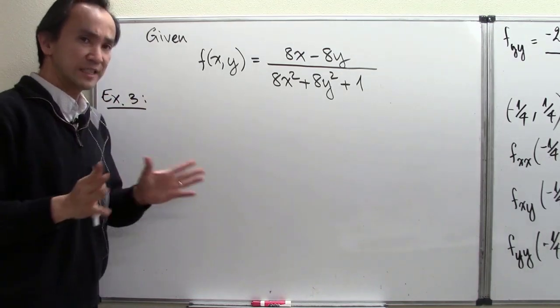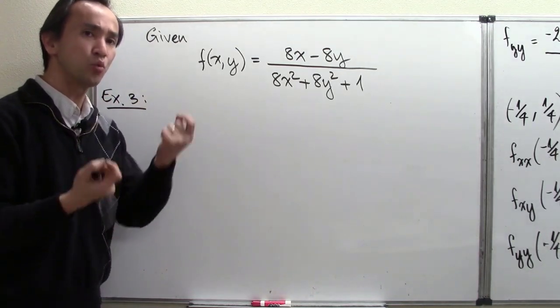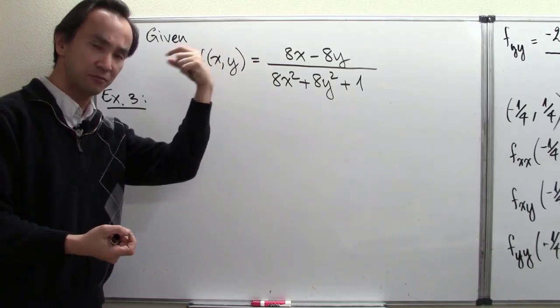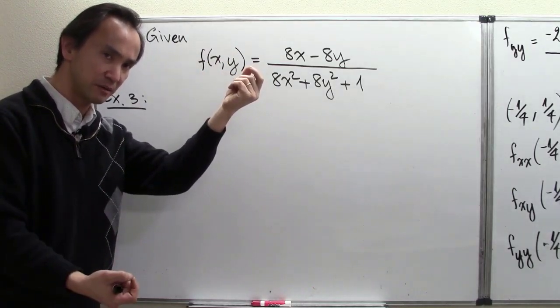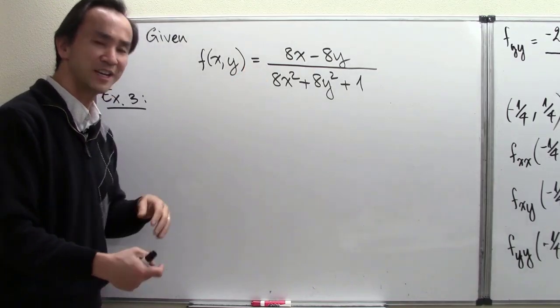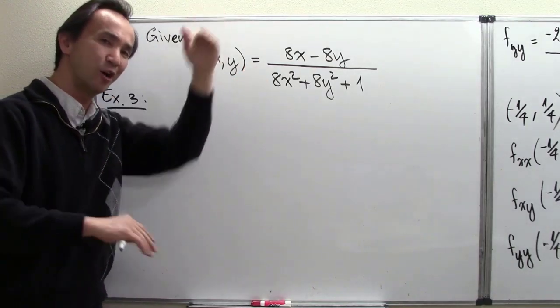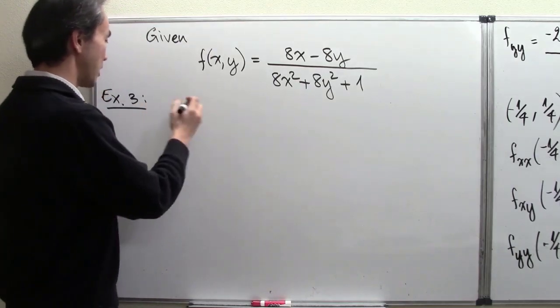Because after example 2, think about it, we only found where the graph reaches the maximum and where the graph reaches the minimum. But we want to find out how high does it reach and how low does it reach. And so the final problem is here.